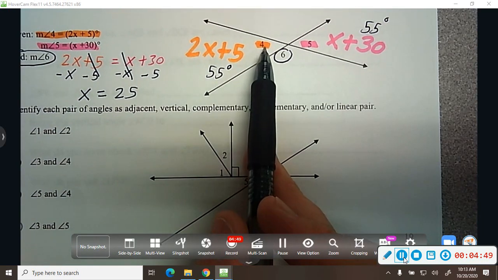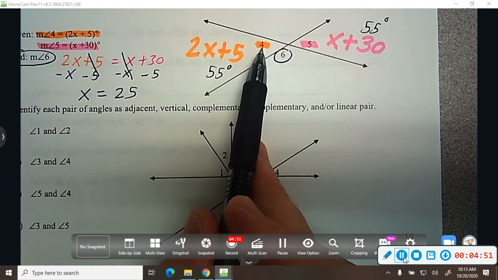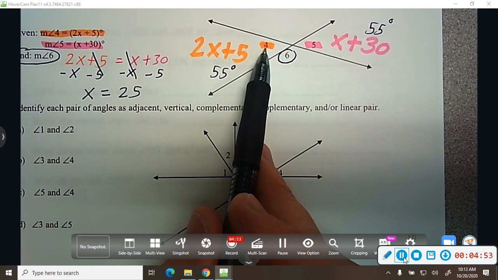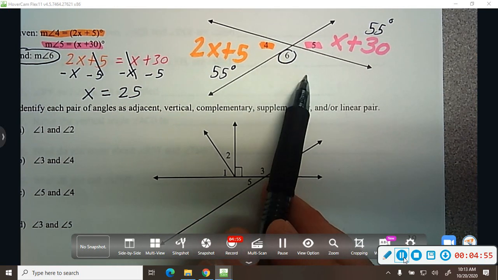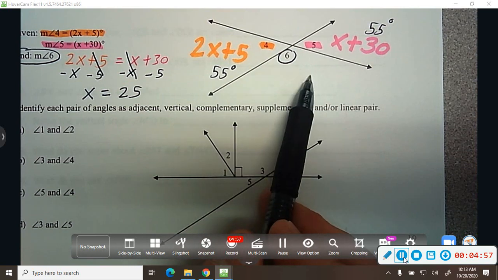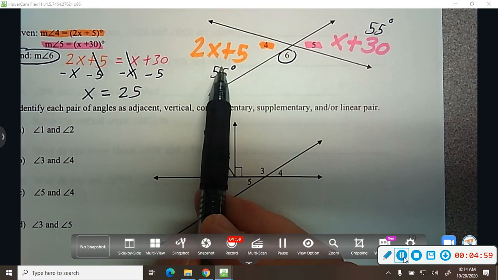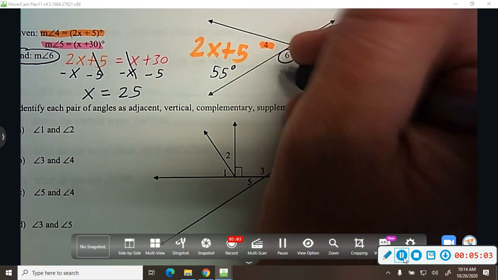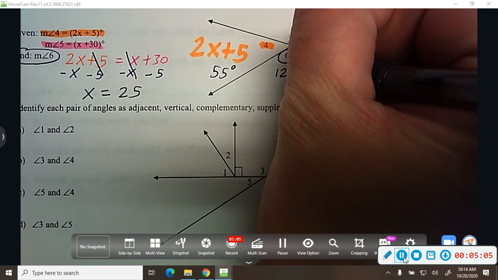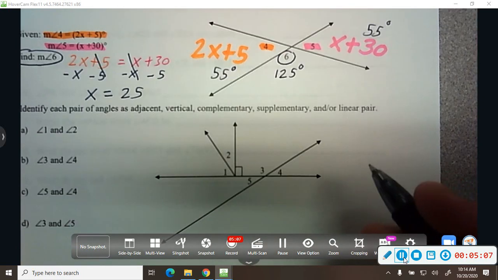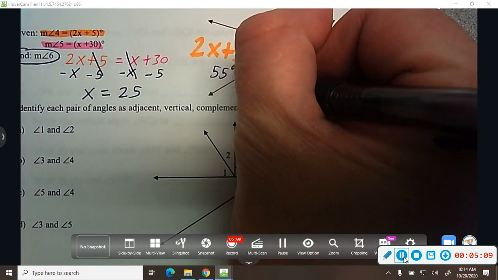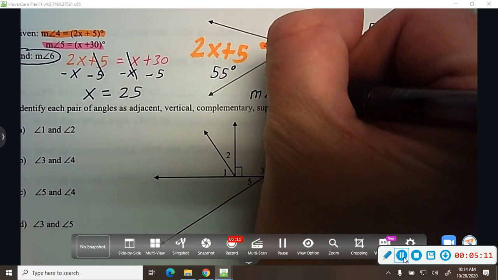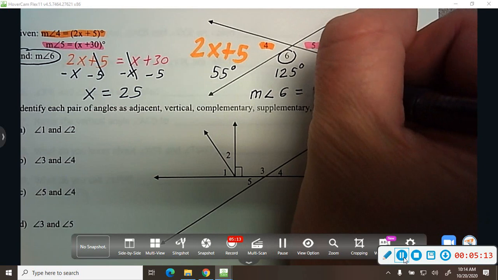So I just found that angle 4 is 55, and then I know that angle 4 and 6 are what we call linear pairs. They're supplementary. They add up to 180. So 55 plus what is 180? That'd be 125. So I would say the measure of angle 6 is 125 degrees.